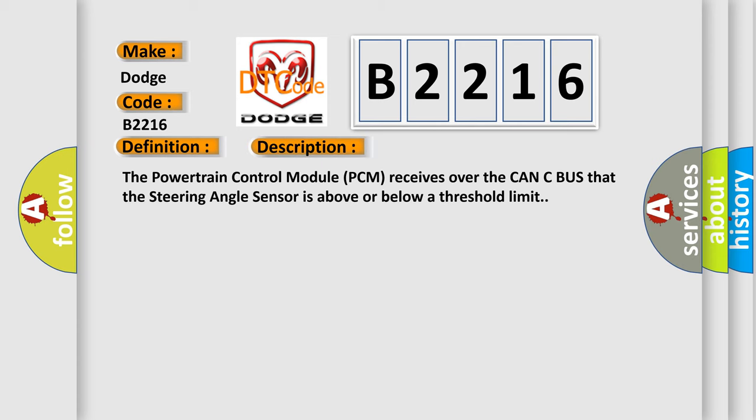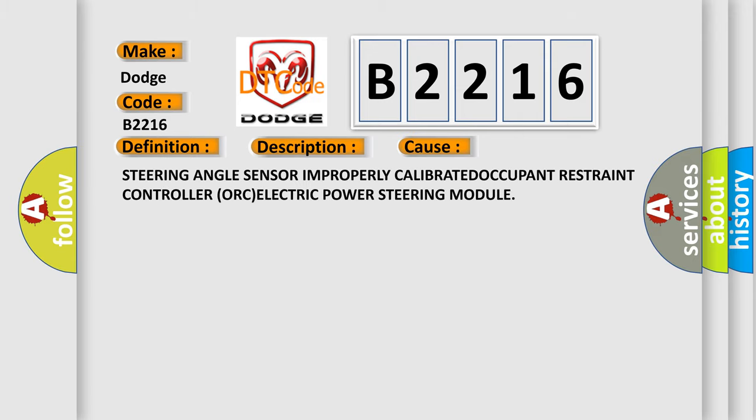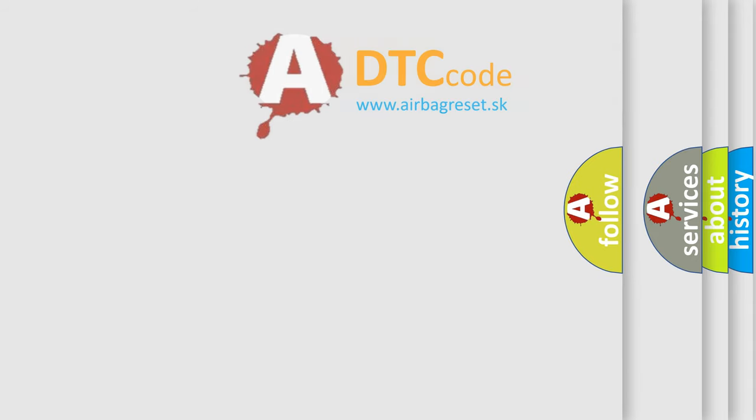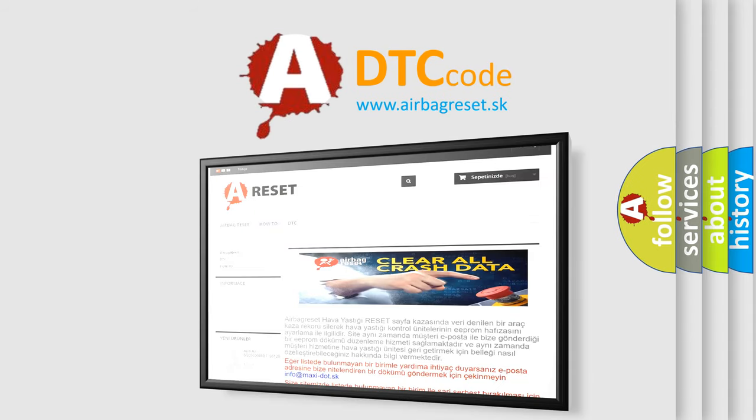The powertrain control module PCM receives over the CAN C bus that the steering angle sensor is above or below a threshold limit. This diagnostic error occurs most often in these cases: steering angle sensor improperly calibrated, occupant restraint controller ORC, electric power steering module.